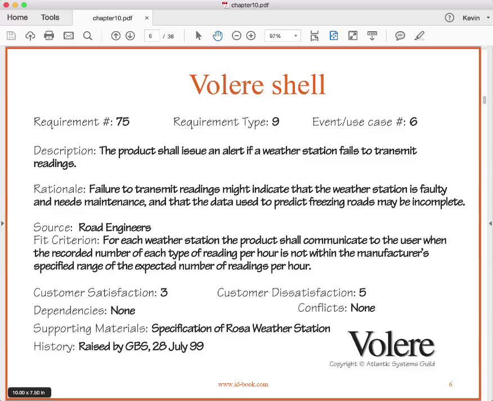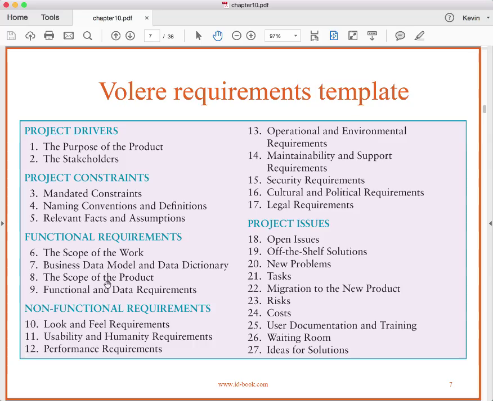And of course, the authors have more of their background in the UK than we have in the US. But it's as good a methodology as any to serve as an example of how we might express our requirements. So let's say they number the requirements, they categorize them as to type, and they relate each to some kind of use case or event. We're going to be talking about use cases in a little bit. There's a description, a rationale, source, fit criterion, etc.